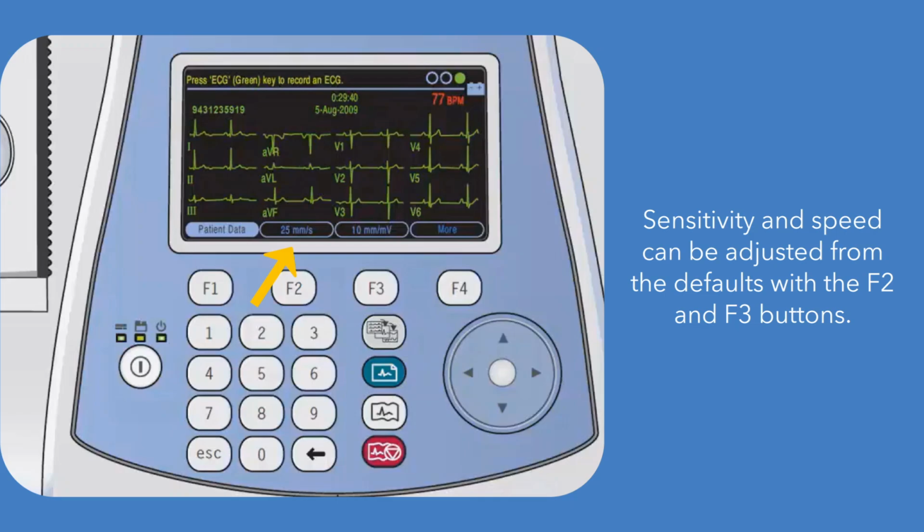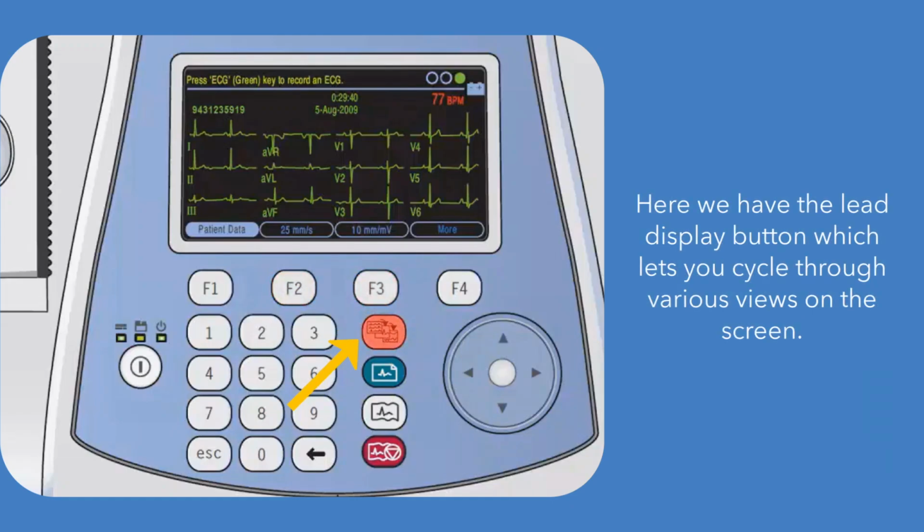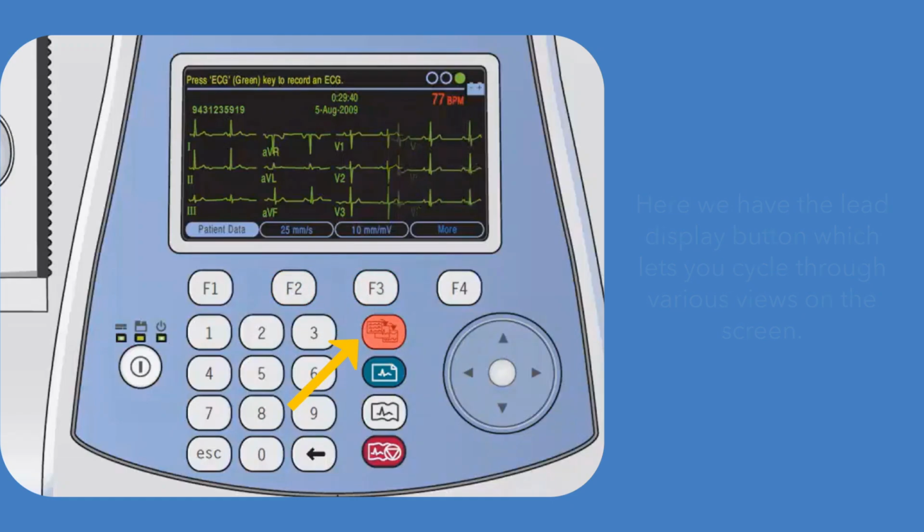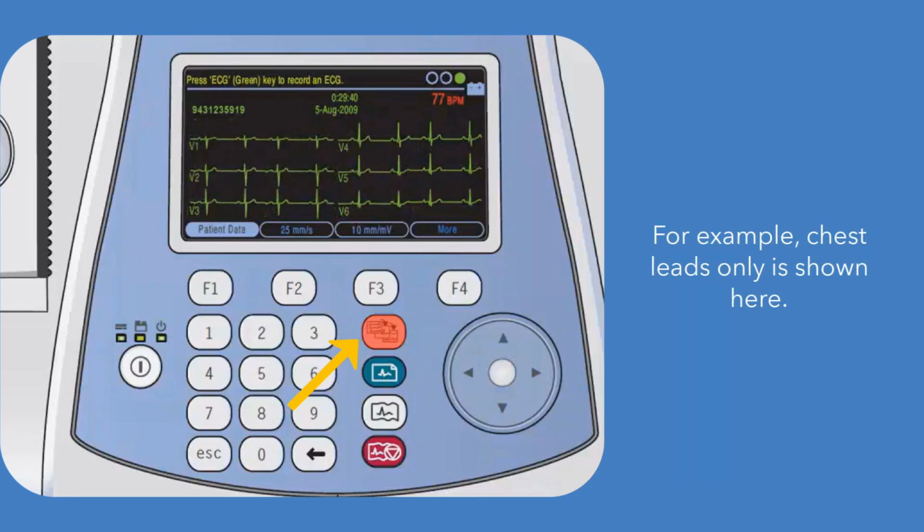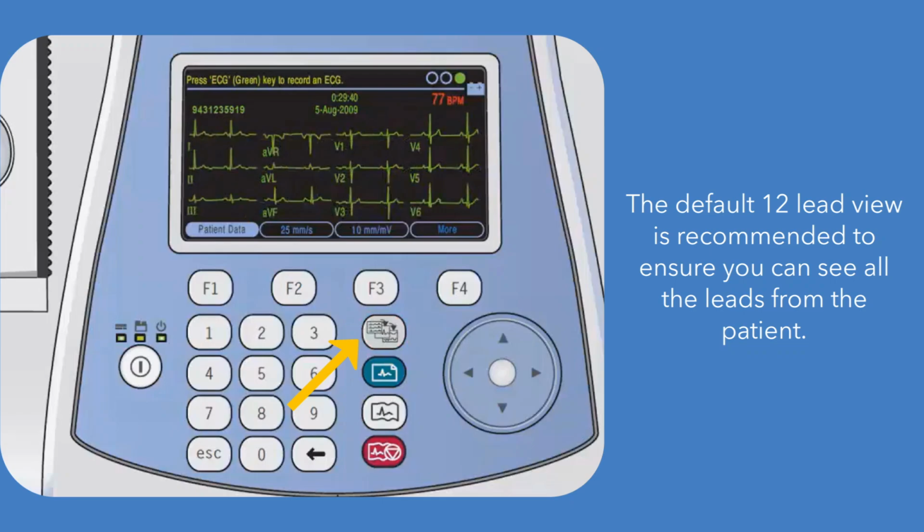Sensitivity and speed can be adjusted from the defaults with the F2 and F3 buttons. Here we have the lead display button, which lets you cycle through various views on the screen. For example, chest leads only is shown here. The default 12-lead view is recommended to ensure you can see all the leads from the patient.